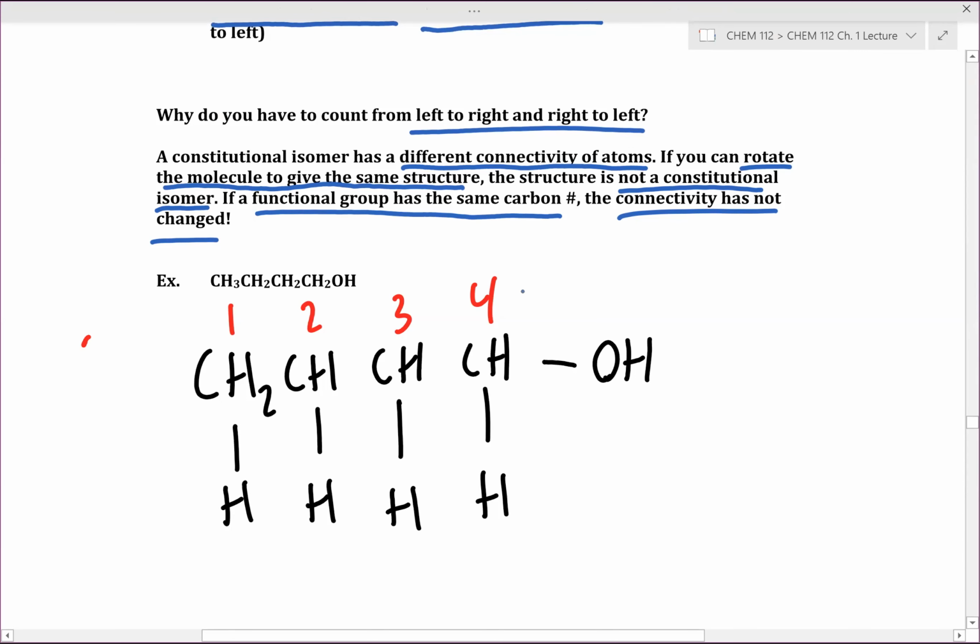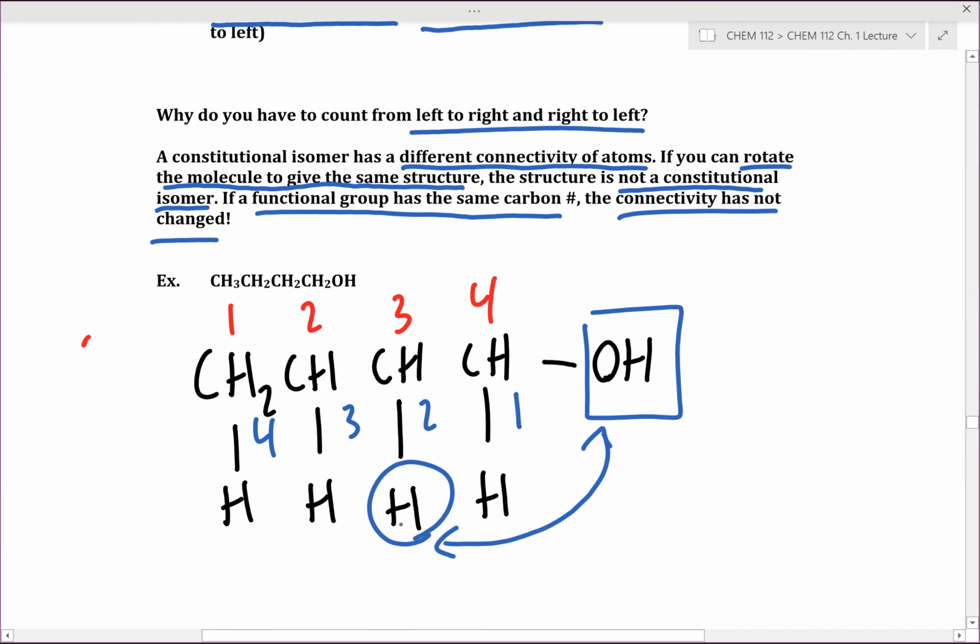1, 2, 3, 4. Perfect. So I am free to switch the position of any OH with any hydrogen if the number in red and the number in blue are different. Okay? So then, I'm going to take this OH and can I swap it with this hydrogen here? Would that work? Are the numbers in red and blue different? Yes. Okay.